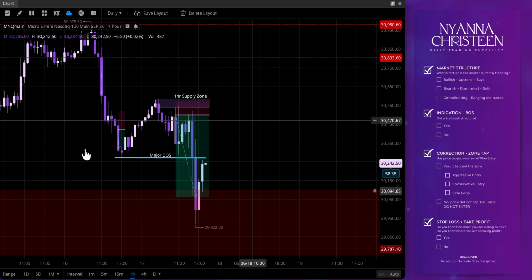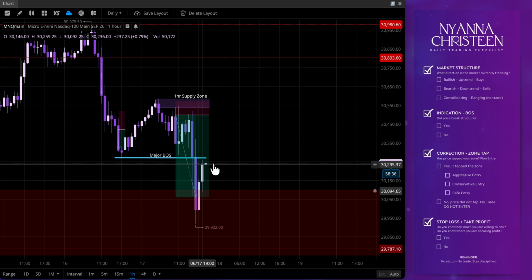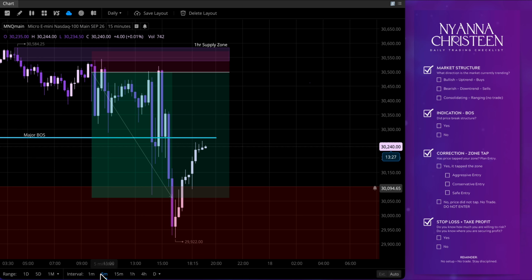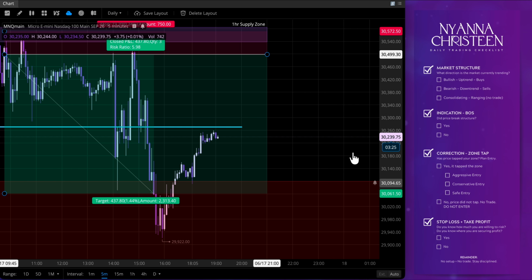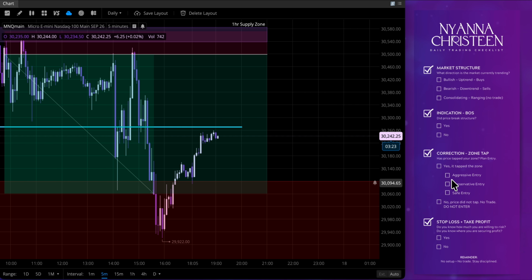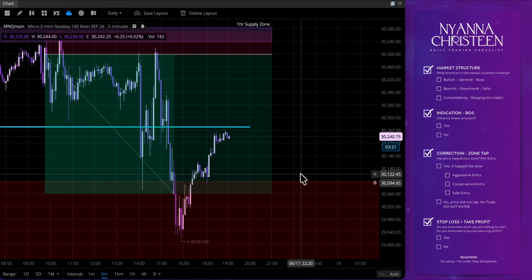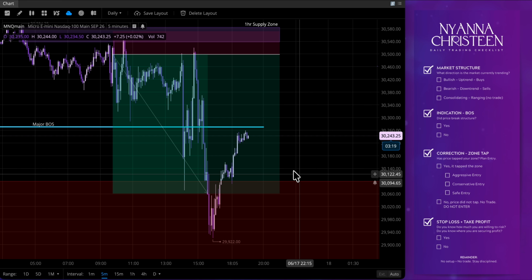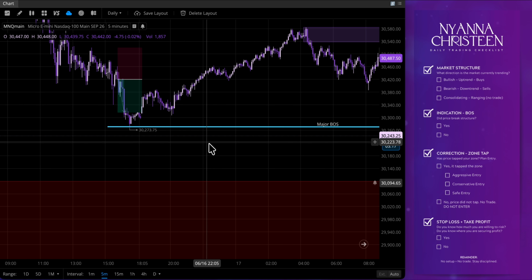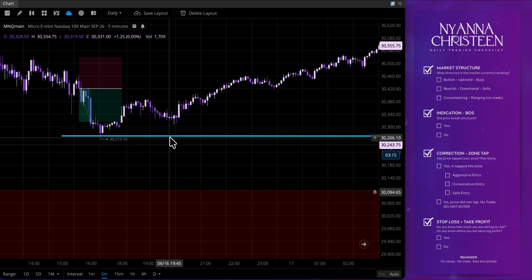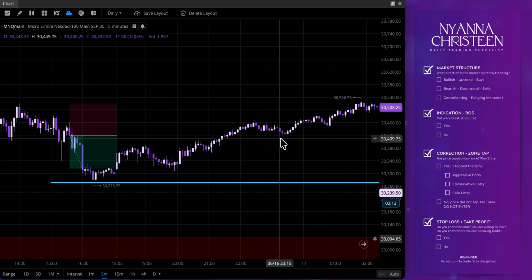So now that we got our breaker structure, now we wait for the correction back to the zone. What does that look like? Let's zoom in. Now let's break down the trade, because at this point I don't have to really draw anything. It's just a matter of showing you. I'm going to show you a more simple trade because that one got a little complicated. We're going to get into that one later.